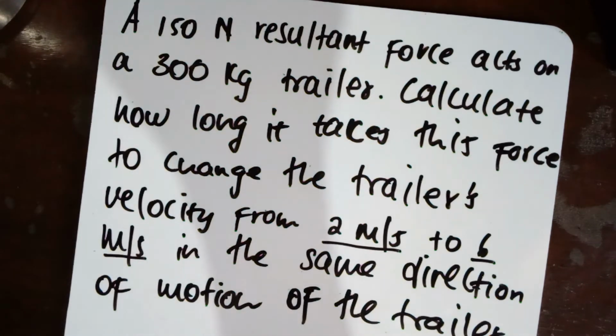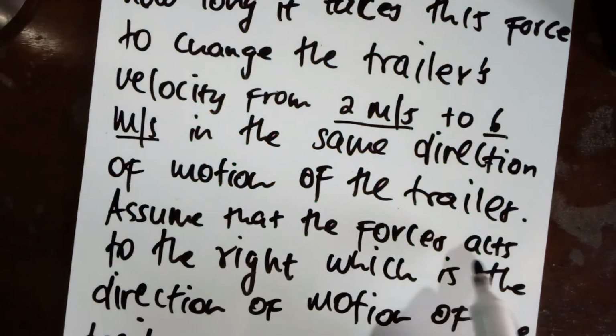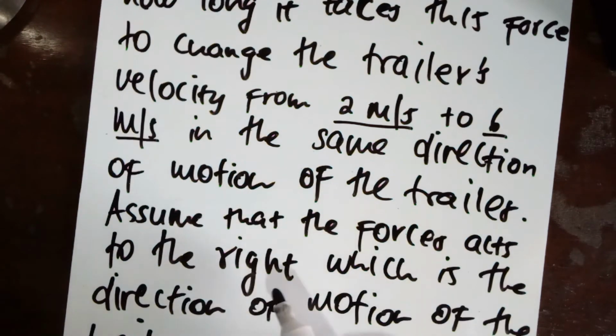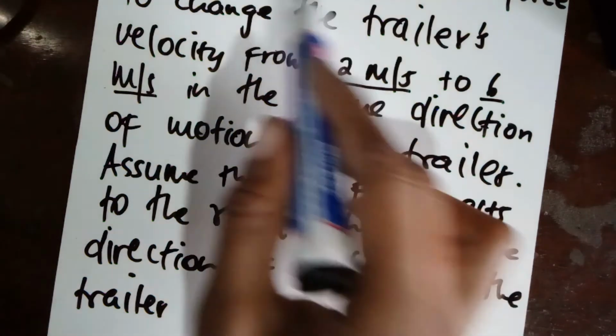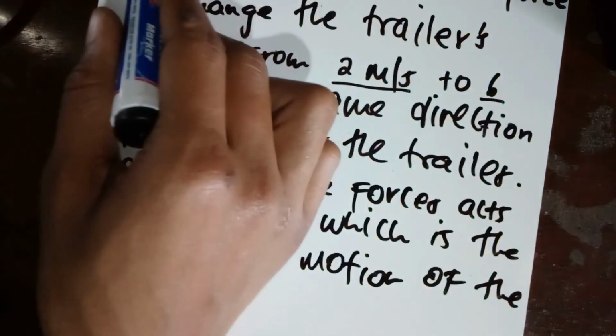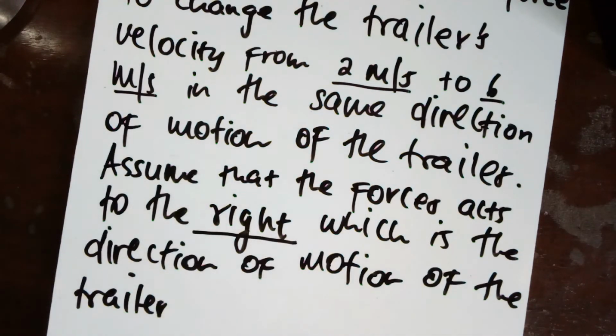So take a moment to just write down the question. The question continues to say, assume that the forces act to the right, which is the direction of motion of the trailer. So what are we calculating? We have to calculate how long it takes. Let me just underline that, to the right. So how do we solve this?